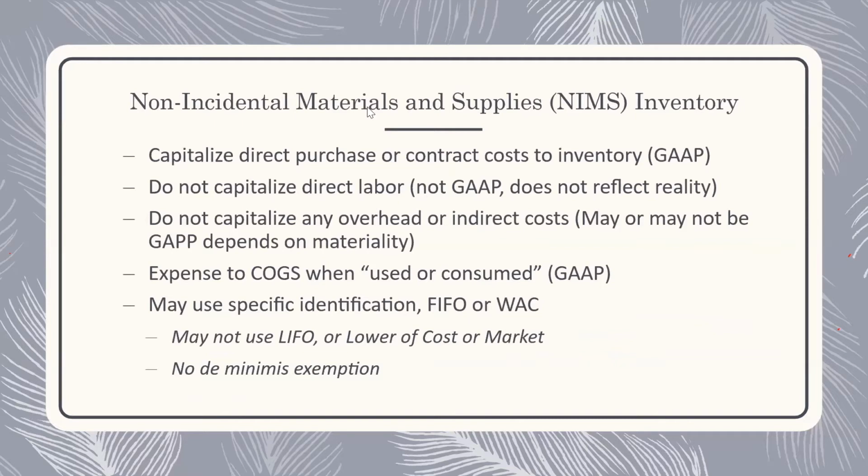Non-incidental materials and supplies, NIMS, totally made up thing. What you do in NIMS, so this is an election, okay? If you elect NIMS, you can do whatever you want for real in your management system. You can capitalize a whole ton of costs through inventory for management purposes. But for tax purposes, because you elect NIMS, you can take the bigger deduction on your tax return, okay? So in NIMS, you capitalize your direct costs, but you're not required to capitalize labor. And labor is where most of your cost is, right?